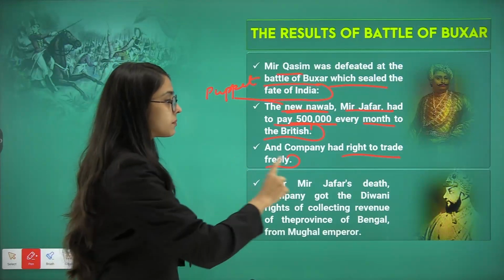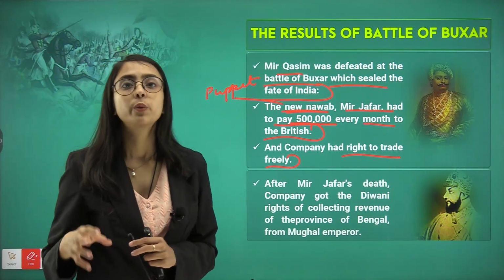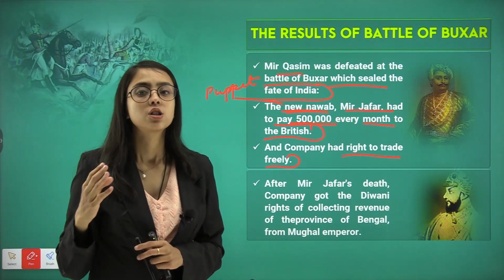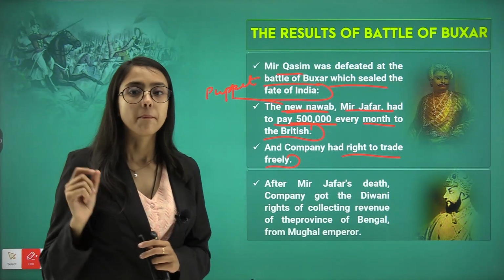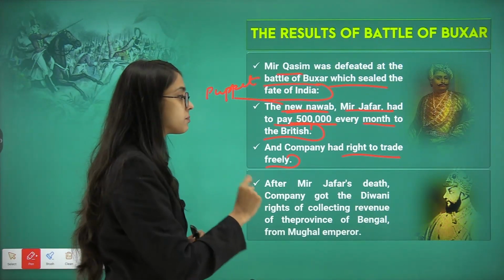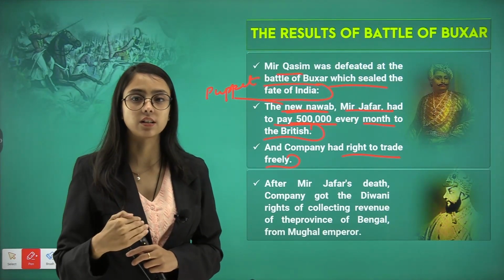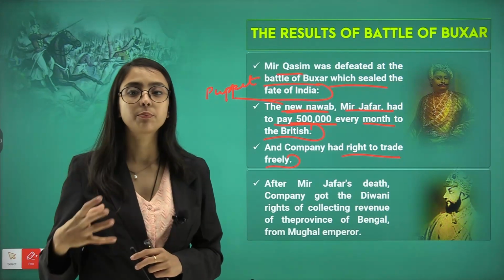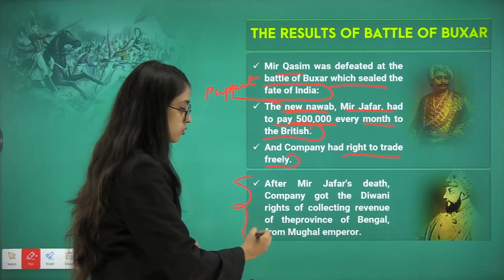After Mir Jafar's death, the company got the Diwani rights. We will study about the Diwani system in the later chapters of our book. But you need to understand that after Mir Jafar's death, the company officials, the governors, got Diwani rights and started to collect revenue from the local and native people and the provinces of Bengal. So this is important to note.